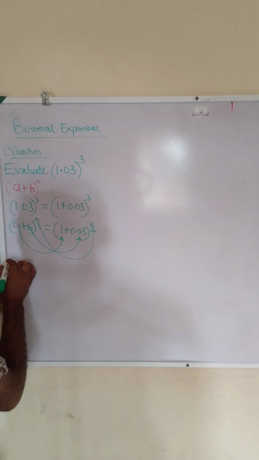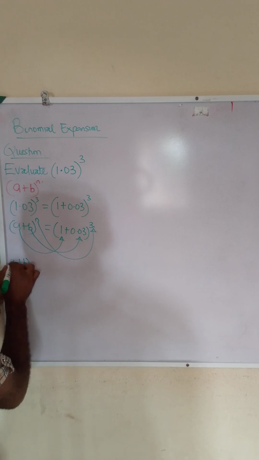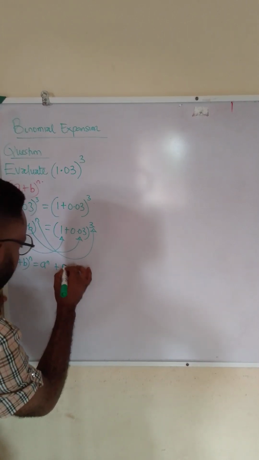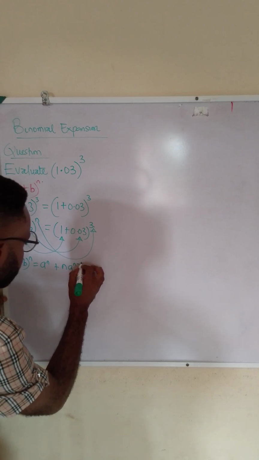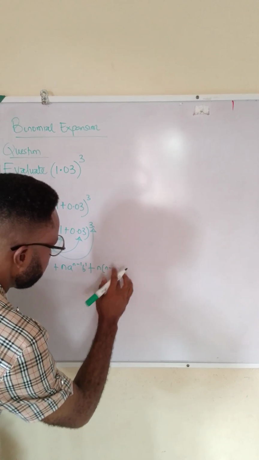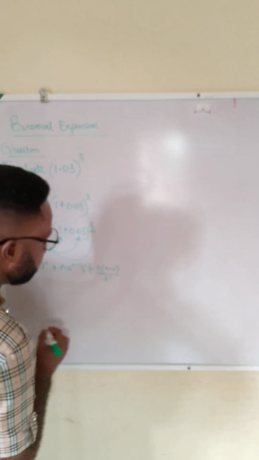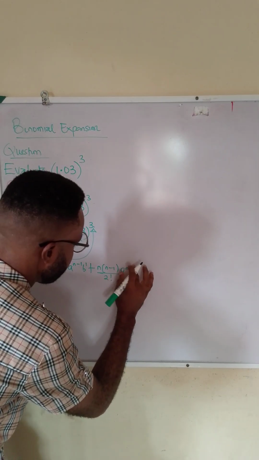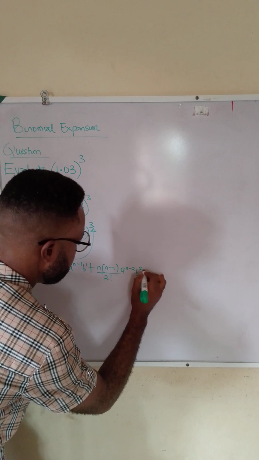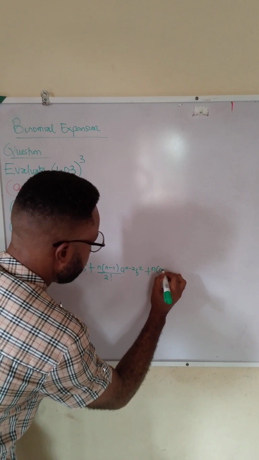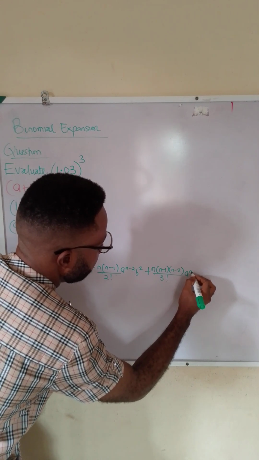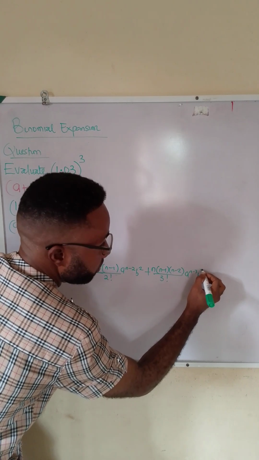So (a plus b) all raised by n can be expressed as a raised by n plus n a raised by n minus 1 b raised by 1 plus n into n minus 1 all over 2 factorial a raised by n minus 2 b raised by 2 plus n into n minus 1 into n minus 2 all over 3 factorial a raised by n minus 3 b raised by 3.